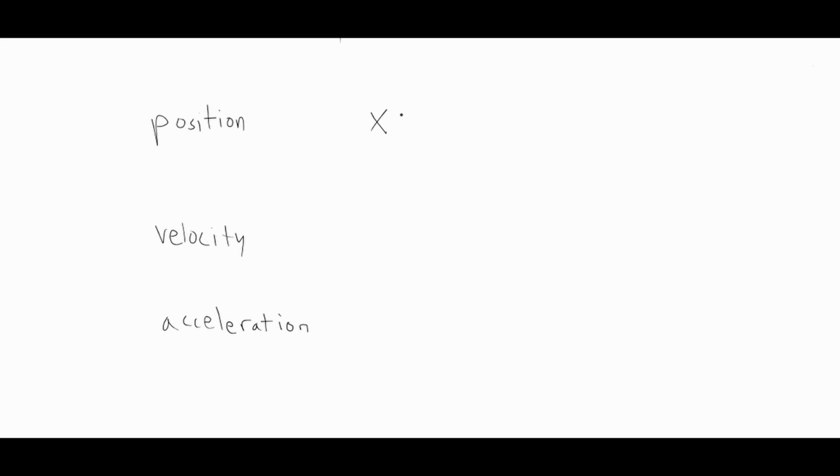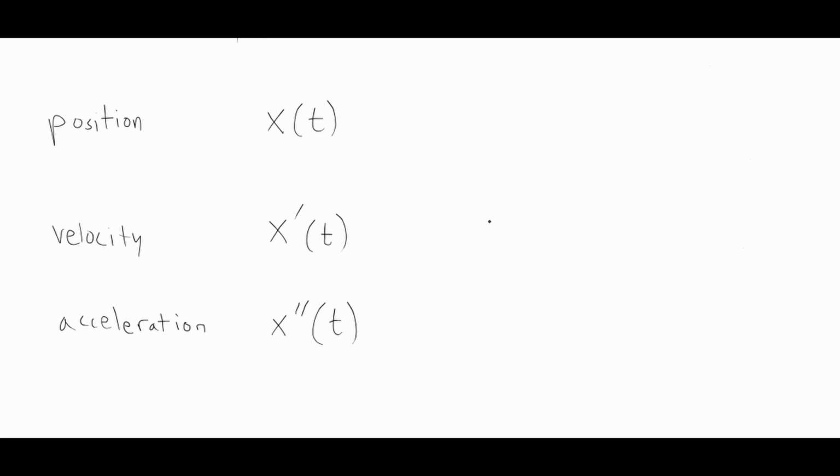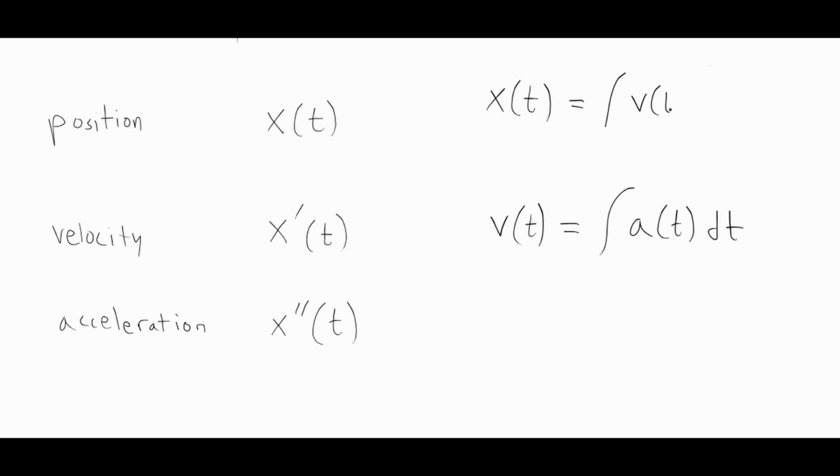So position could be considered x of t, whereas the velocity would be x prime of t. Acceleration would be x double prime of t. That was what we looked at in the past. What we're going to do now is reverse the process. Instead of differentiating, we're going to show that velocity is an antiderivative of acceleration, and position is an antiderivative of velocity.